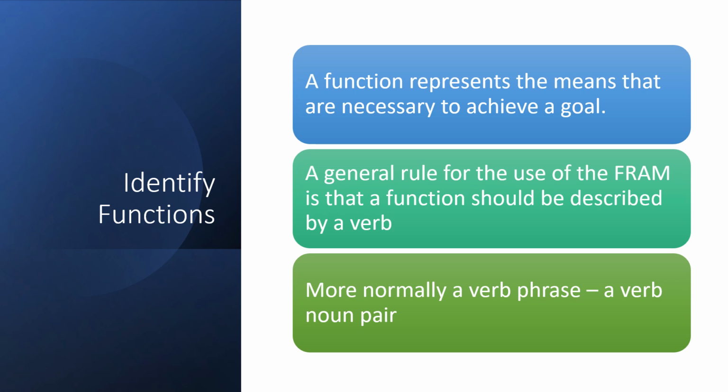Functions represent the means that are necessary to achieve a specific goal. More generally, it represents the acts or the activities, they could be simple or composite, that are needed to produce a certain result. A general rule for the use of FRAM is that a function should be described by a verb, normally a verb phrase, and verb-noun pair. So, for example, diagnose a patient, or boil the water.